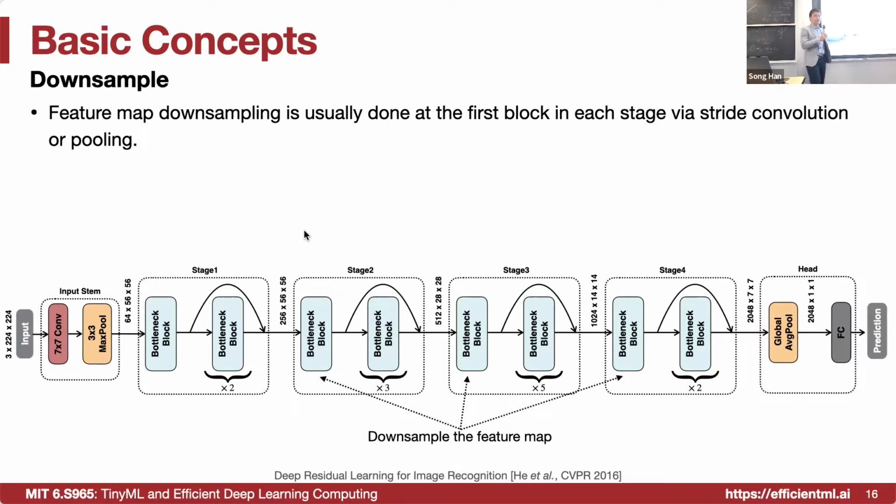So we have these downsample layers, which is quite popular in neural nets, where you can observe the number of channels are growing. Okay? So initially, we have only 3 channels in the input, and then 64, 256, 512, and then 1K. Okay? So we are increasing the number of channels, but decreasing the resolution. Okay? So downsample is usually done at the first block in each stage, okay, via the strided convolution or pooling.